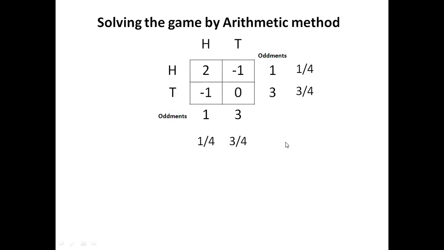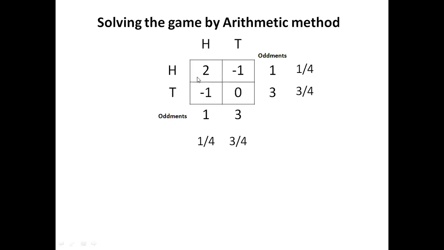Please carefully observe here. This method is applied when the game is having a 2 by 2 matrix. Even if the problem is given with more than 2 rows and 2 columns, then you have to reduce that by applying the dominance rule. Then when it is reduced to 2 by 2, we can apply the arithmetic method to find the optimal strategies and value of the game.